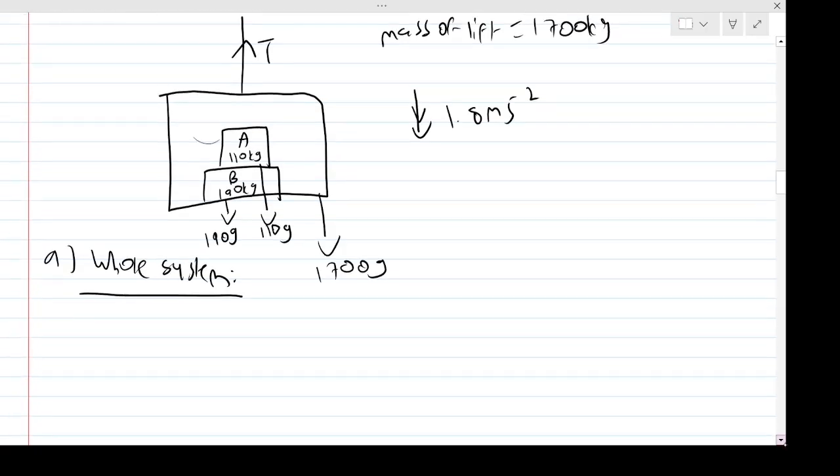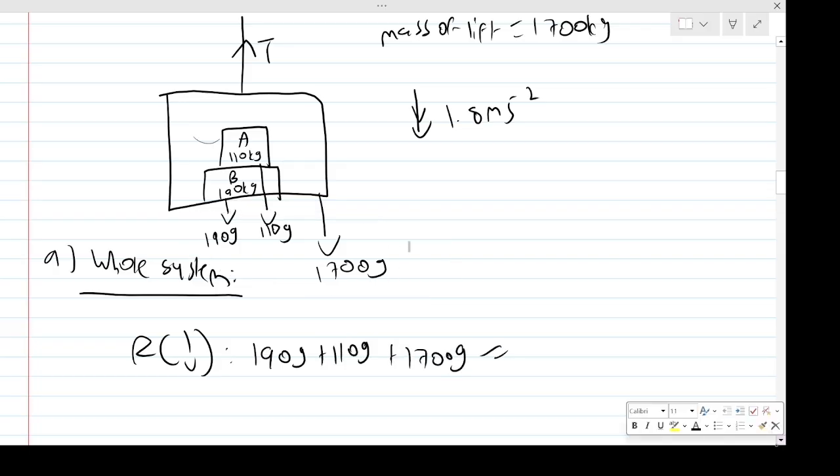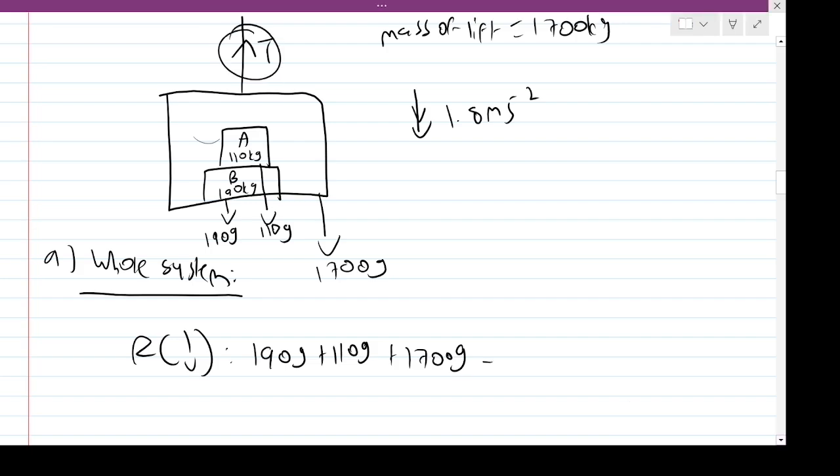So for the whole system, if I resolve downwards, because that's where it's going, we have these three downward forces, these three individual weights. So it's going to be 190g, add 110g, add 1,700g, take away the tension going the other way, and that equals ma. The total mass is 110 kilograms from A, add 190 kilograms from B, add 1,700 kilograms from the elevator, times the acceleration of 1.8. Okay, so we just simplify all of this.